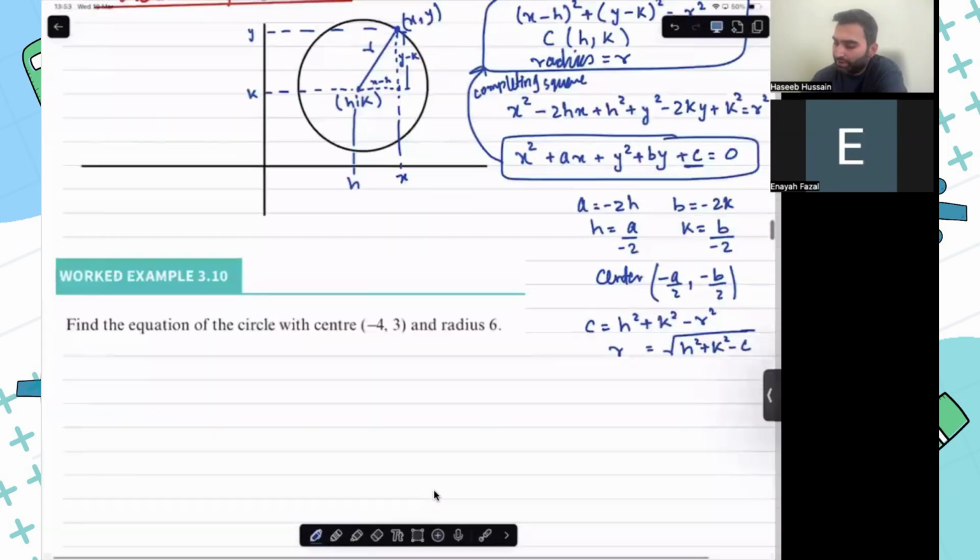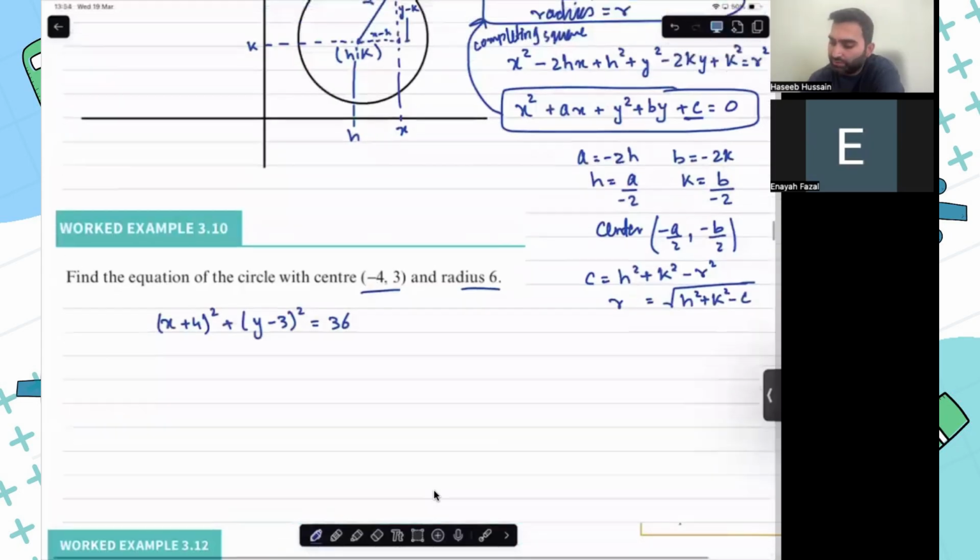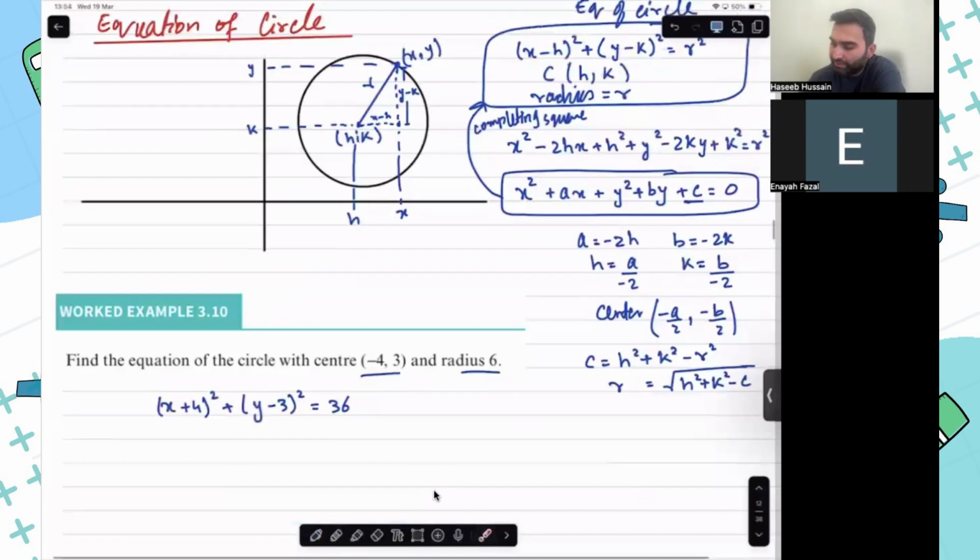So the examiner says the equation of the circle with this center and radius. This is not a problem. x minus h, that is plus 4, whole square plus y minus k whole square equals r square. That's the equation of the circle they're referring to. So any point whose distance from this center is equal to r lies on the circle. Agreed?